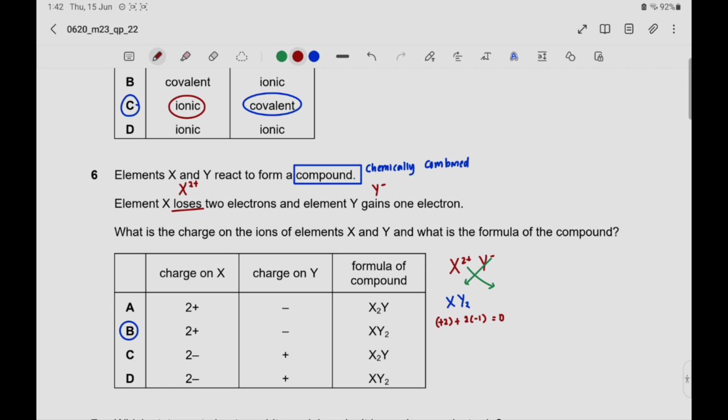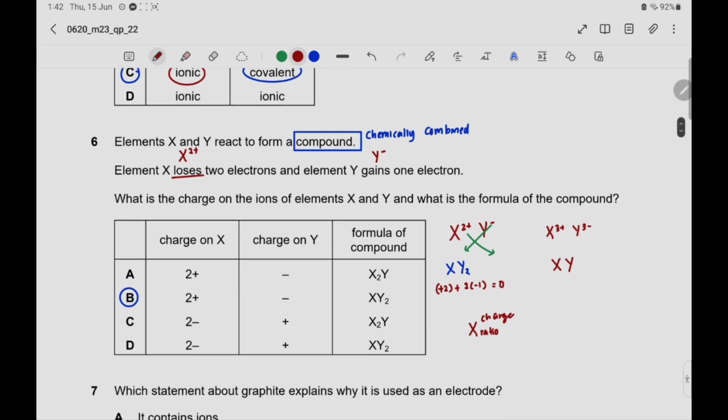So my advice, always cross multiply. If today you have X3 plus, Y3 negative, very simple. Both of them have the same charge, you just have to write X and Y. And always remember, at the bottom is ratio, on top is charge. So don't get confused because a lot of students tend to write the small number on top. No, the top part is only my charge.